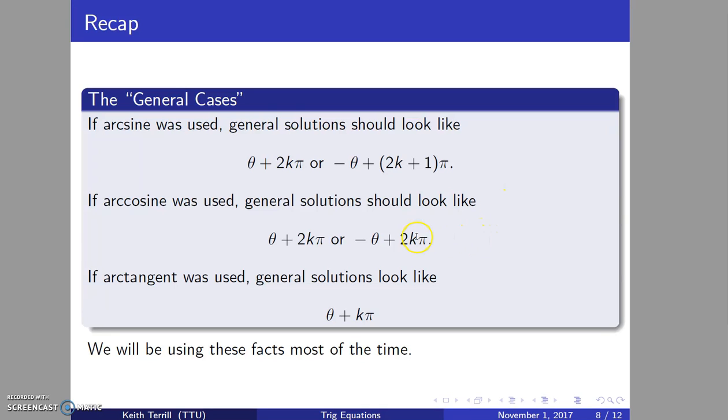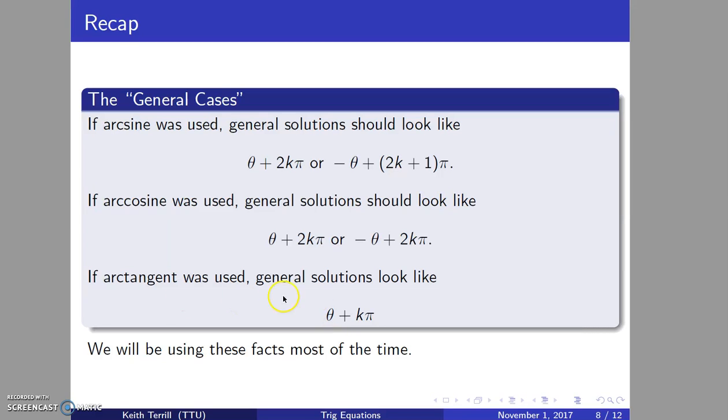In the case of arccosine, since that only gives you values in the first and second quadrants, you would have to get negative theta to get into the third or fourth quadrants. And so we have either theta plus 2k pi and negative theta plus 2k pi. And the 2 pi business comes about because we have a function that's periodic with period 2 pi.